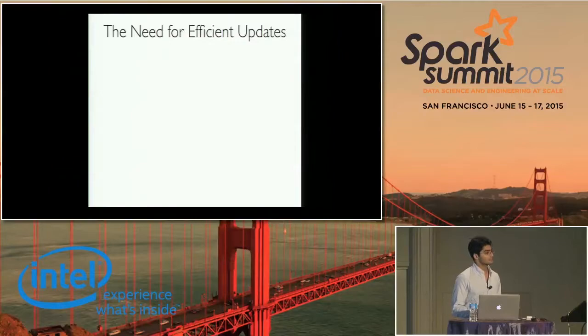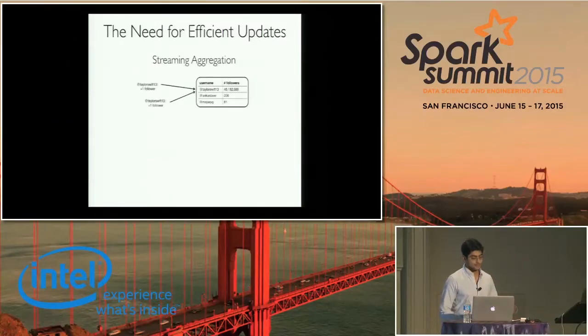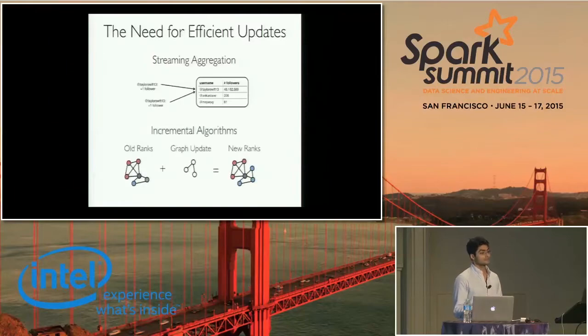But people are starting to use Spark for a widening range of applications. A simple example is streaming aggregation, where we have some series of events, like one Twitter user following another, and we want to maintain some aggregate for each category, something like a follower count. Another example is incremental algorithms, where we have some stream of updates, something like new vertices and edges in a graph, and we want to maintain the whole graph and also do some incremental computation each time the graph changes.